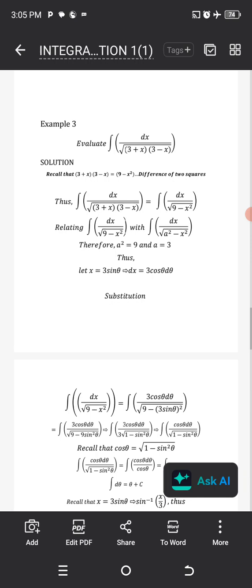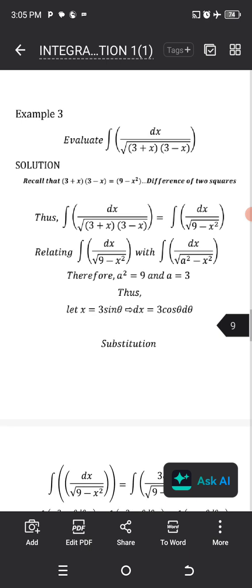So you can see that what is inside that square root is what is called the difference of two squares. Recall that (3 plus x) multiplied by (3 minus x) is the difference of two squares, which is 9 minus x squared. So instead of writing that, you can see in the next line that we are changing the expression to the integral of dx all over the square root of 9 minus x squared.